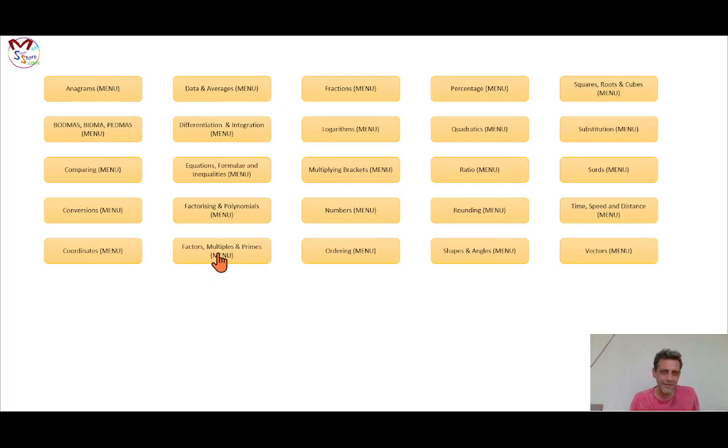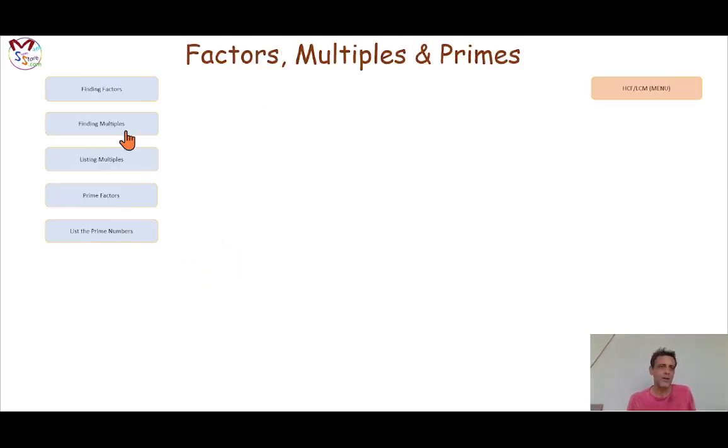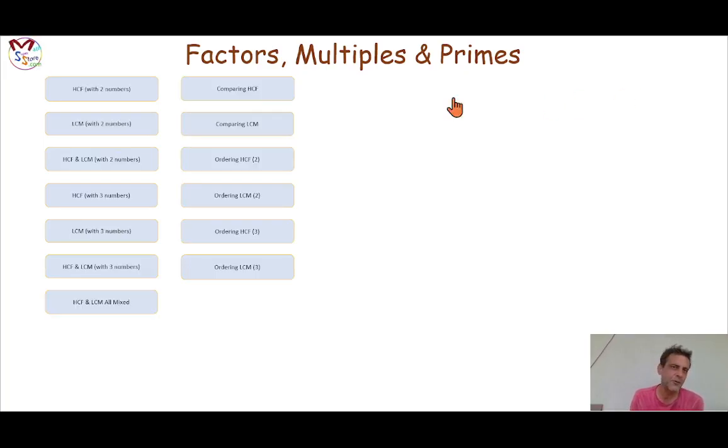Factors, multiples and primes. Okay, so we've got finding factors, finding multiples, listing multiples, prime factors, list of prime numbers, and we've also got highest common factor and lowest common multiple menu. So there's a few options in here. We've got highest common factor, lowest common multiple with 2 and 3 numbers, and we can mix these. That's all of this column, and we can mix them all. Then we've got comparing highest common factor, lowest common multiple, ordering highest common factor, lowest common multiple with 2 and with 3.